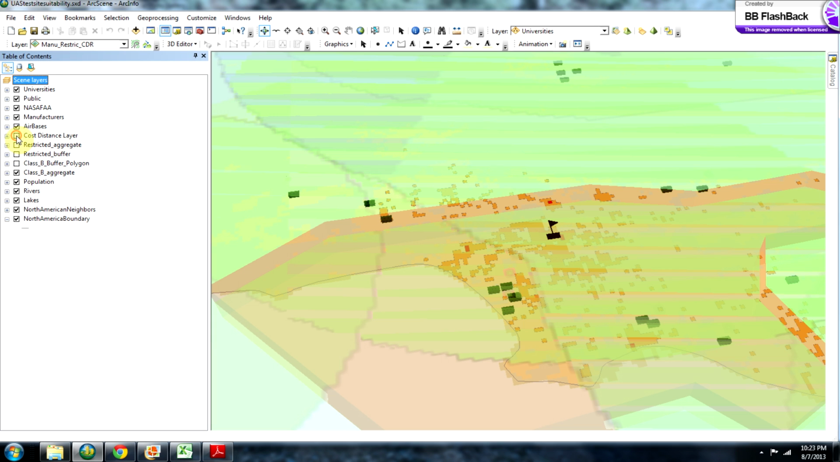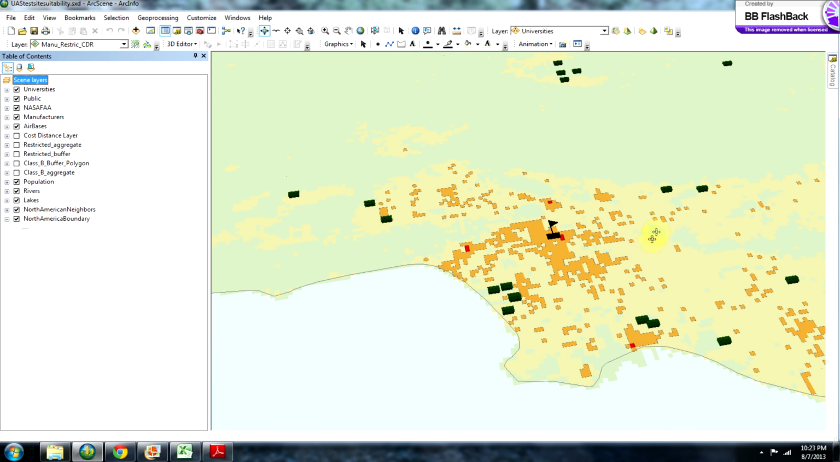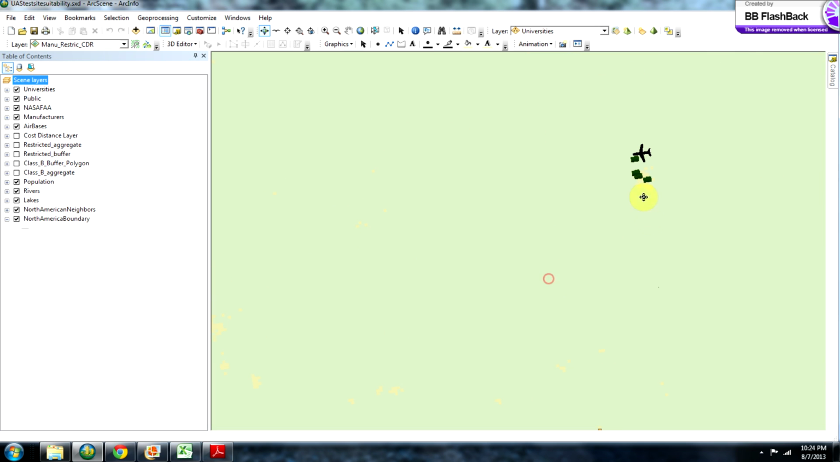If I turn these off, you can kind of see this better. This represents population, and the red is a higher density population. So obviously, if you want drones to fly safely over the LA area here, for example, well, you're not going to test them here first. You're going to go out here to Edwards Air Force Base, where there's a lot of restricted airspace, as you can see here.